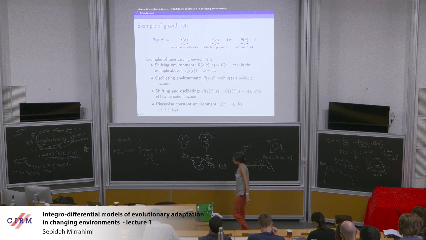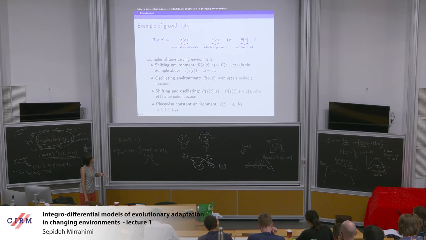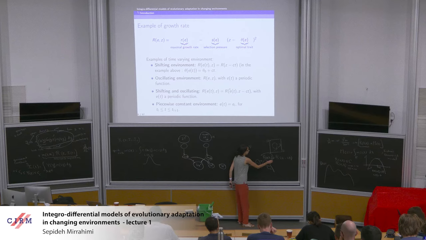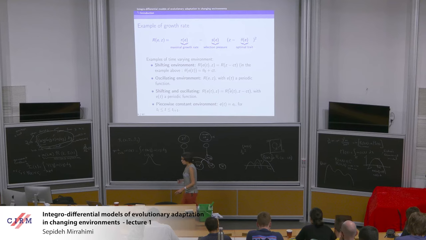Okay, and the second example would be this case of oscillating environment, where this function E is a periodic function, and then all the parameters of the model, or this function R of E of Z, is a general function of a periodic variable and Z. And then we will mix it. We will have a shifting and oscillating environment.